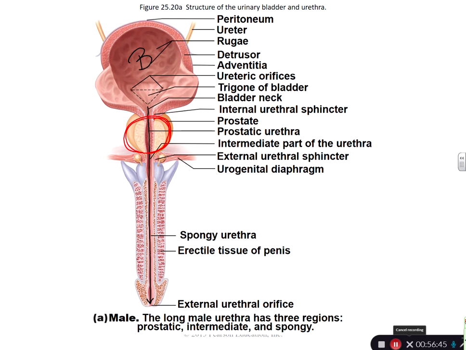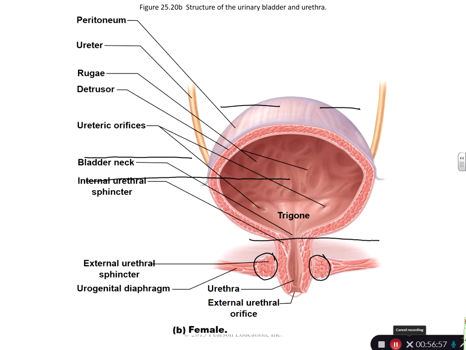You can see the intermediate part of the urethra right here. You can see it's passing through the diaphragm. You have some diaphragm muscles right here. Ladies, we also have these diaphragm muscles. Let me go back to where ours is. Here. These are our urogenital diaphragm muscles here.